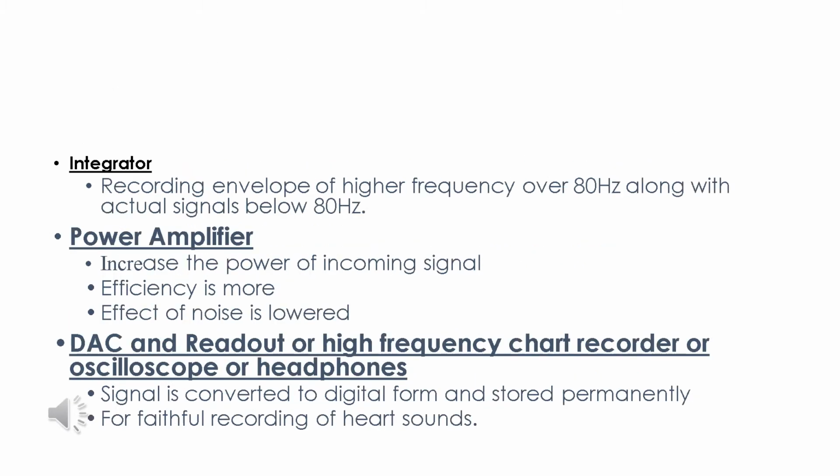Next is the integrator, which records the envelope of higher frequency over 80 Hz along with actual signals below 80 Hz. A power amplifier increases the power of incoming signals and is more efficient. The noise here is also lowered. DACs and readout or high-frequency chart recorders or oscilloscope or headphones are used in order to convert signals to digital form and store them permanently. It is also used for faithful recording.